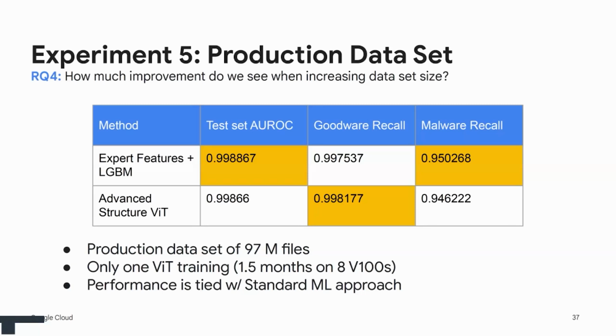By AUROC in the 4th decimal place, the standard machine learning model wins out. If you break down performance on goodware and malware, which is how we normally talk to our product folks about this, because errors on goodware and errors on malware are weighted very differently in actual AV products. The vision transformer does better on goodware. The expert feature model does better on malware. I'm going to call this a tie. We are really, really close, and depending on your point of view, one might be better than the other.